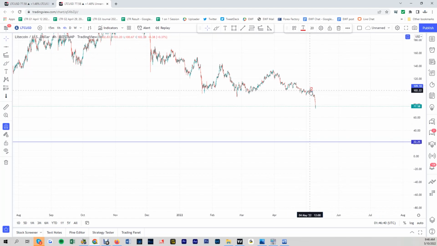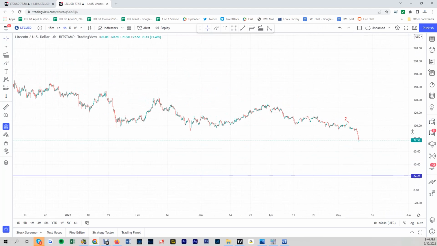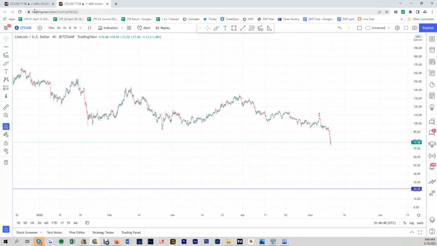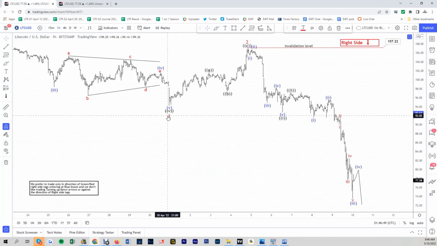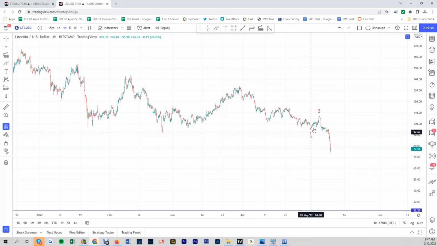Okay, so this is your wave 2 here, according to the 1 hour chart, and this is your wave 1 over here, right? So I think a simple way to figure out what will be the next short-term target.